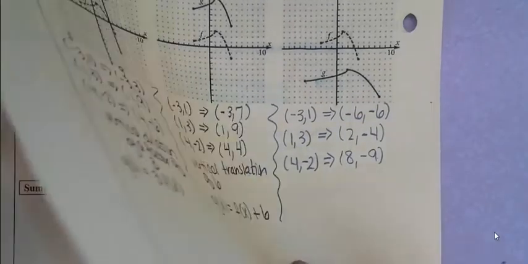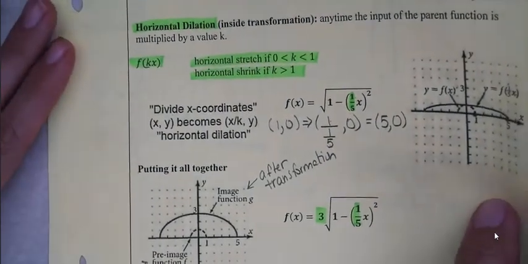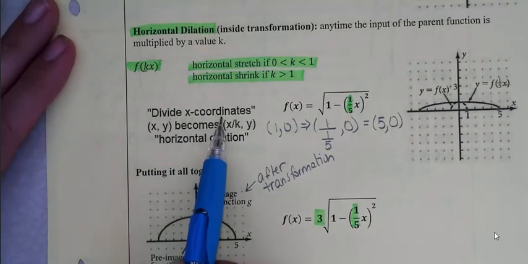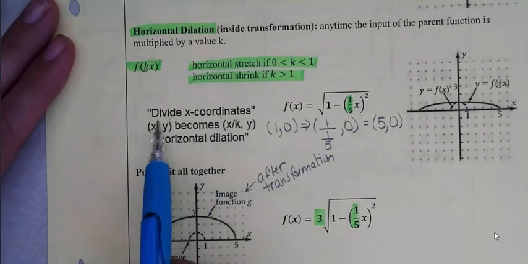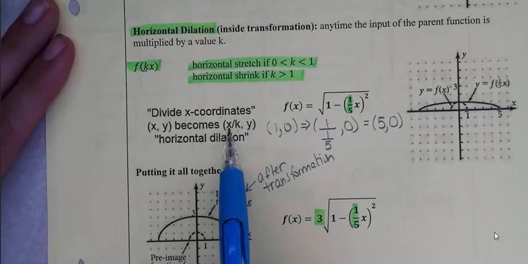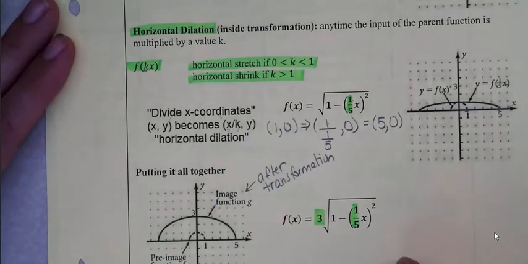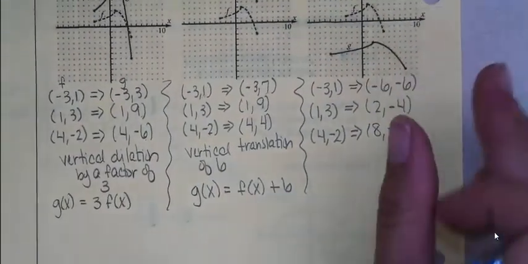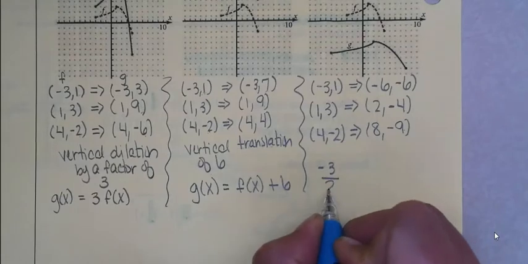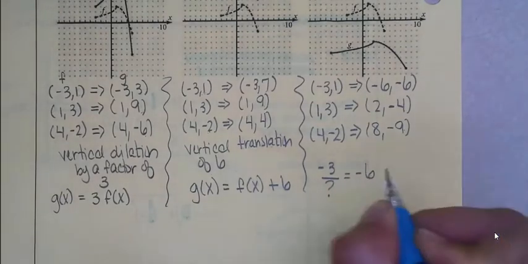So in your notes, anytime that you're going to have that horizontal dilation, you're going to take your x coordinates, whatever was originally your x, y becomes x divided by k. So you have to ask yourself, what did you divide all your inputs by to get your current inputs, your inputs of your new image? Okay, so for example, I have negative 3. What did I divide that by to get negative 6?